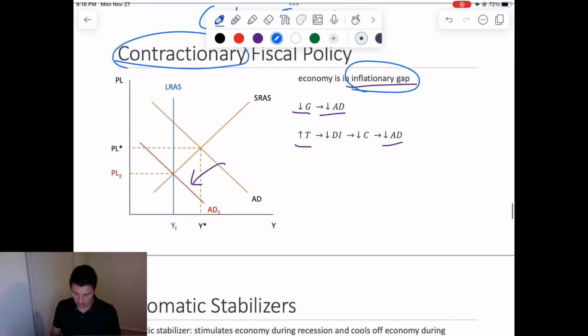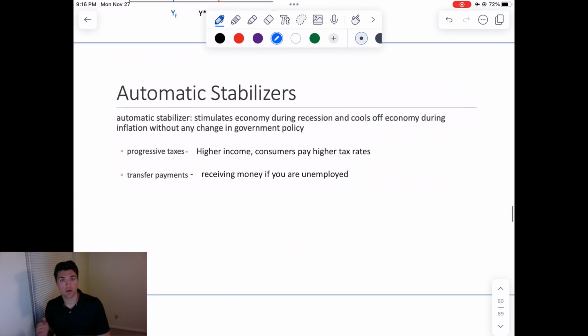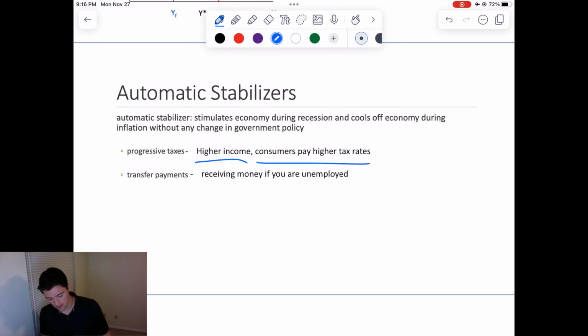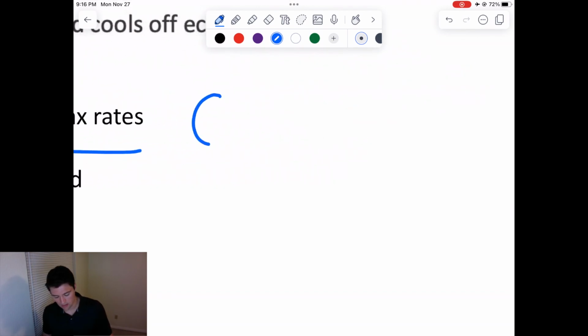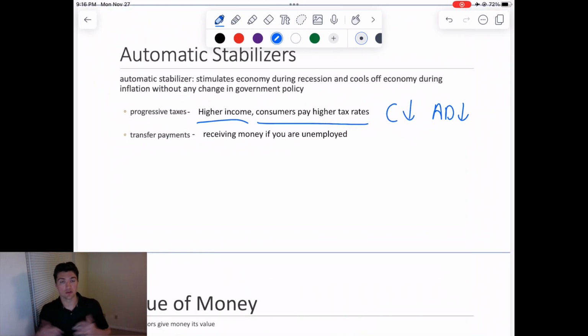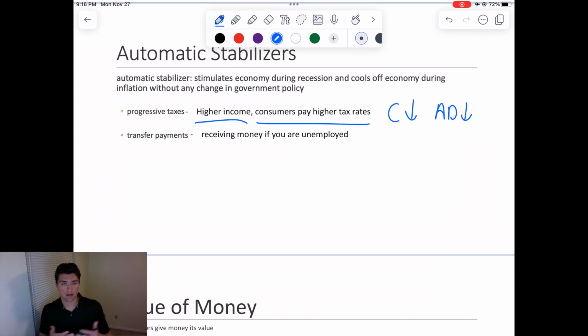We do have a thing with automatic stabilizers. Remember, these are where the government doesn't do anything new, right? Basically, because you have a higher income, you have to pay higher taxes. Because you have to pay higher taxes, your consumption goes down, aggregate demand goes down, right? So the government didn't have to do anything, and aggregate demand would go back down. Higher income, higher taxes, lower consumption, lower aggregate demand. So it goes up and back down automatically.